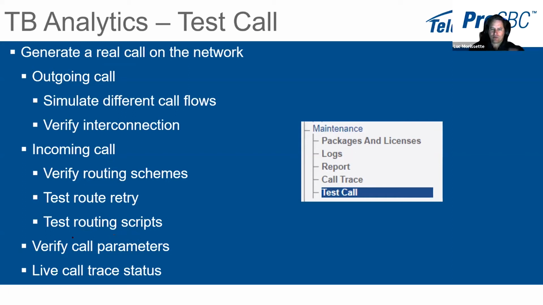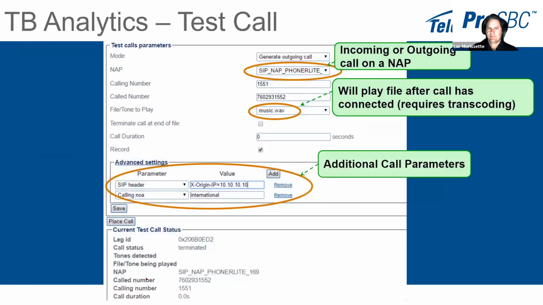In all cases, you can verify some call parameters, and you will also get a live call trace status there. Okay. So just to repeat, if you choose outgoing, it's going to make an outgoing call from the SBC out. If you choose incoming, it simulates an incoming call, goes through the routing script, and then goes out to the destination. Okay. Again, it's a real call that is created here.